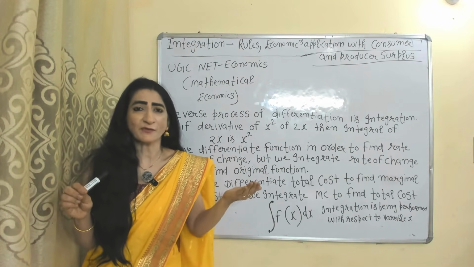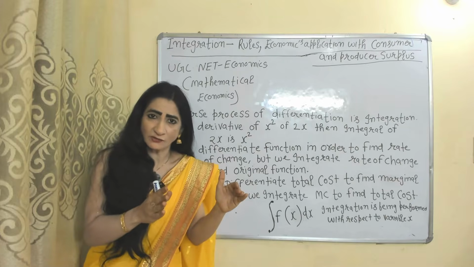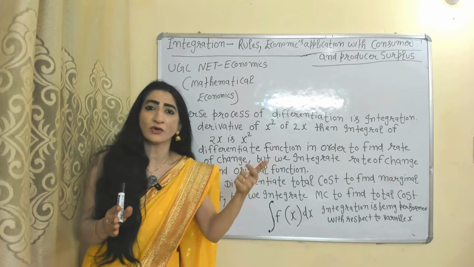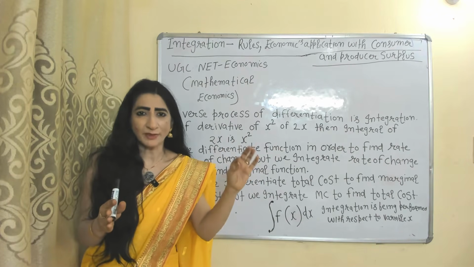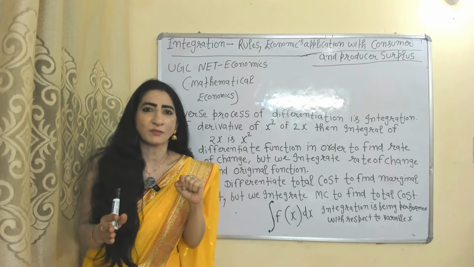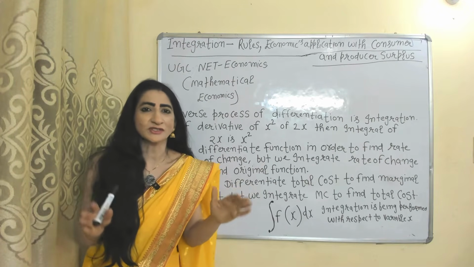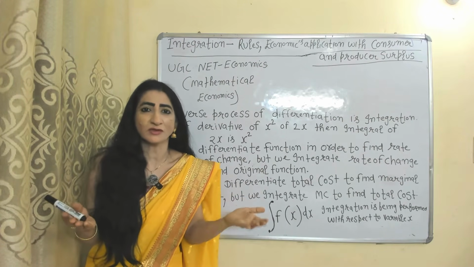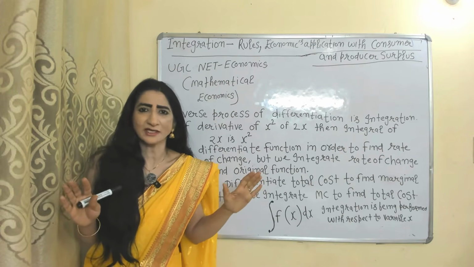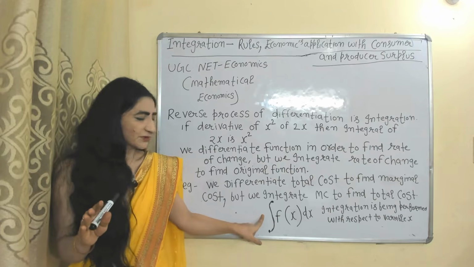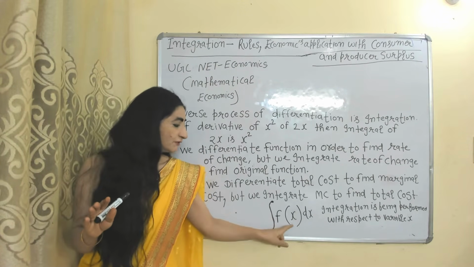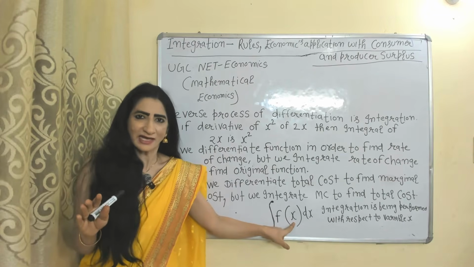We differentiate a function in order to find the rate of change, but we integrate the rate of change in order to find the original function. For example, we differentiate total cost in order to find marginal cost, but we integrate marginal cost in order to find total cost. This is the symbol of integration, and it represents that integration is being performed with respect to this variable x.